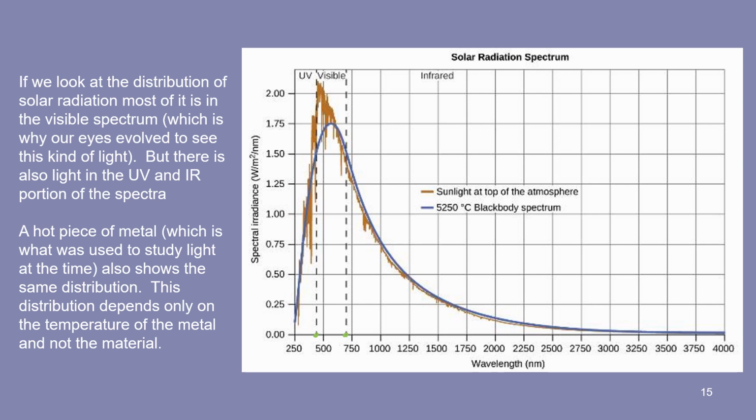If you have a hot piece of metal that is glowing, that's also a black body and also shows the same distribution. You can see that the blue line is the black body spectrum of a really hot metal, and the orange is the spectrum of sunlight. One thing that's important to note is that this distribution depends only on the temperature of the metal, and it didn't matter what the metal was, but when it got to 5,250 degrees Celsius, it showed this spectrum.